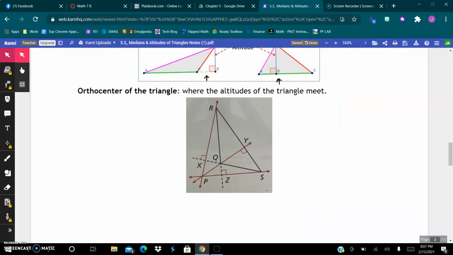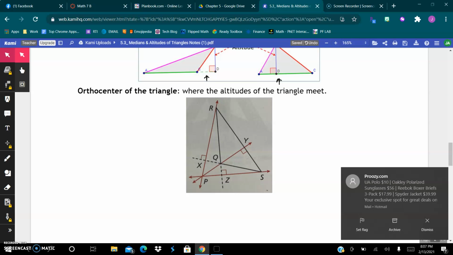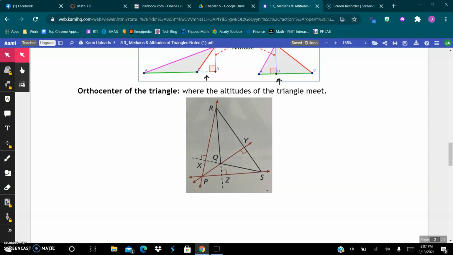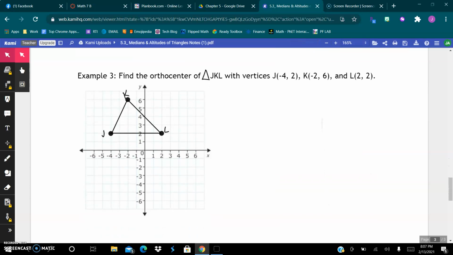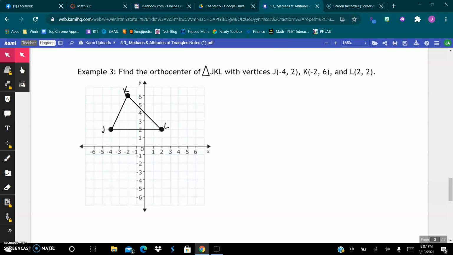The orthocenter of a triangle is where the altitudes of the triangle meet. So as you can see here, all 3 are drawn, and they meet here at point Q in this picture. So for our last example here, we need to find the orthocenter of triangle JKL with the given vertices. So I already went ahead and drew the triangle for us.